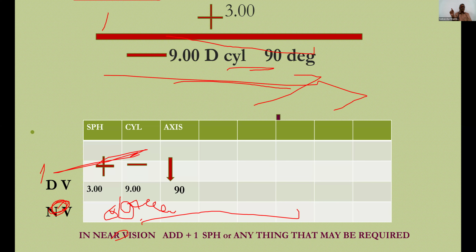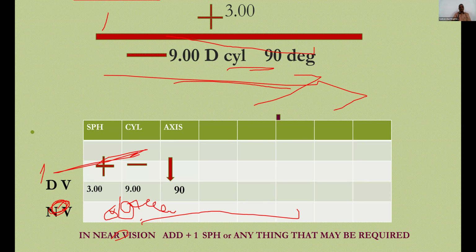Plus 3, minus 9, 90. Now they will ask you to transpose. Tell me, transpose means what? This one glass is plus 3, minus 9, 90, one glass. I want to have another glass with the same equivalent power. That is what transposition is.